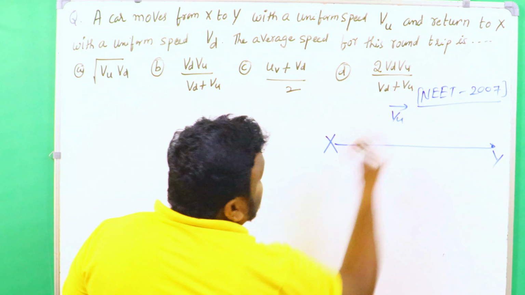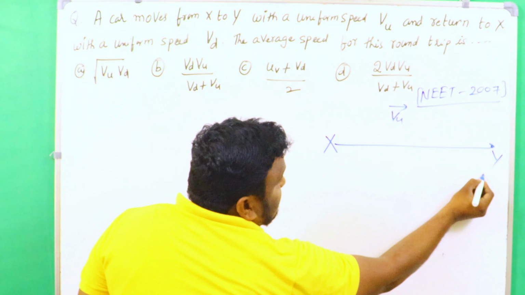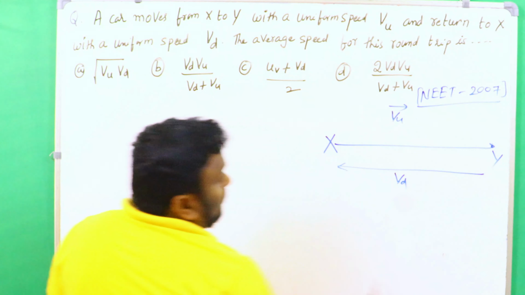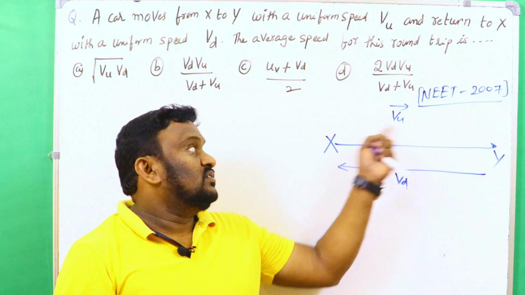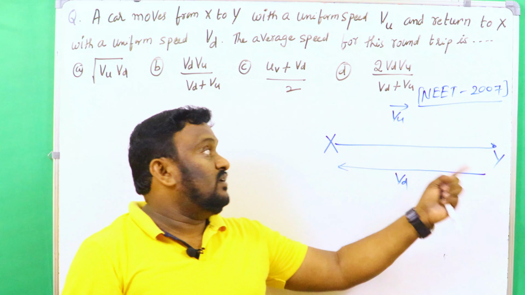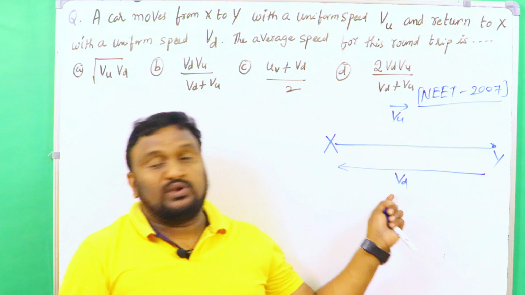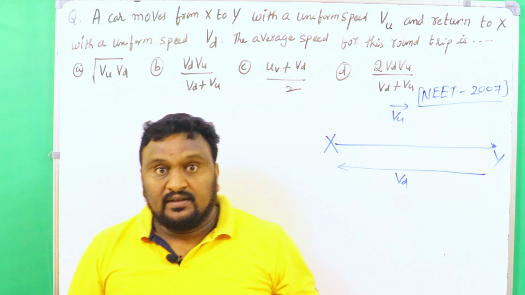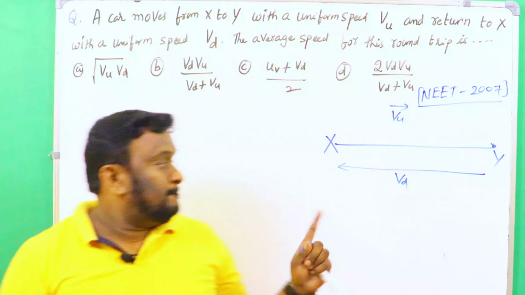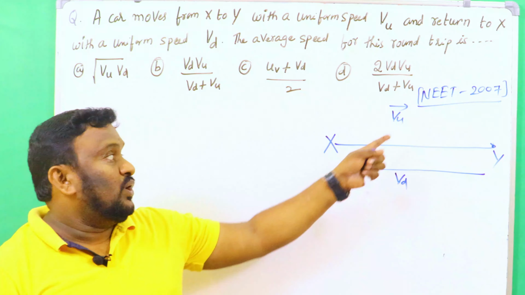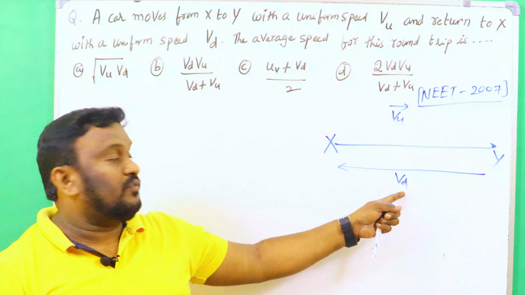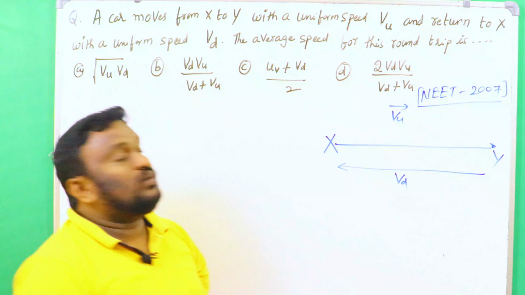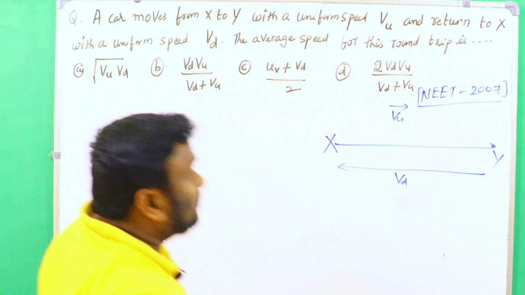VU when it is moving in this direction. Clear? And when it comes to Y to X, the speed is VD. VU is the speed of the car from X to Y, and from Y to X the speed is VD. Then what is the average speed he was asking? He did not mention anything about the time. So we already discussed: half of the distance with one velocity, the remaining half with another velocity. Then obviously the answer is 2 VU VD by VD plus VU. We already discussed this at the start of this video.